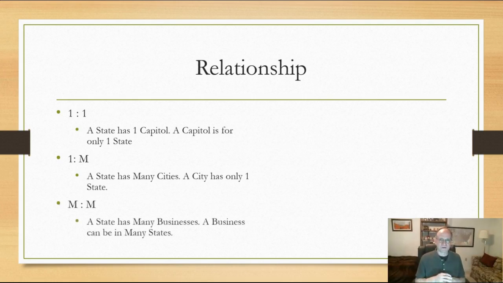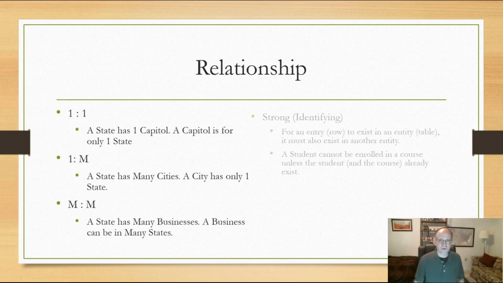The third type is many-to-many. Many-to-many says one of this type of entity can have many of that type of entity, and one of that type can have many of this type. For example, a state can have many businesses in it. A business can be in many states. Okay? So the relationship between state and business is many-to-many. A couple more things we're going to discuss, and we'll get more into this later when we get into data modeling.